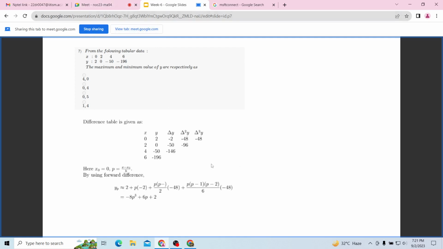So first calculate a difference table. For that, arrange both the columns x and y and find del y, del square y and del cube y. So 0 minus 2 you will get minus 2, minus 50 minus 0 you will get minus 50, then minus 196 minus 50 you will get minus 146. Similarly calculate del square y and then calculate del cube y.